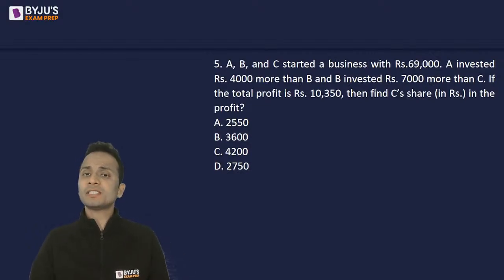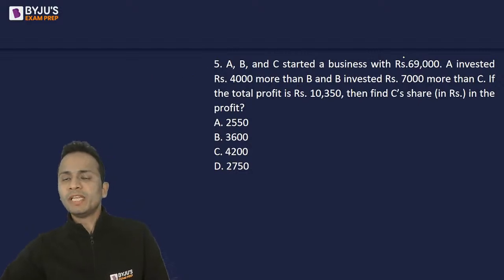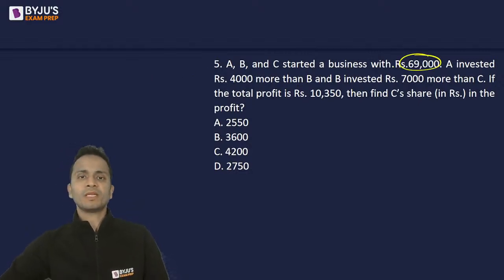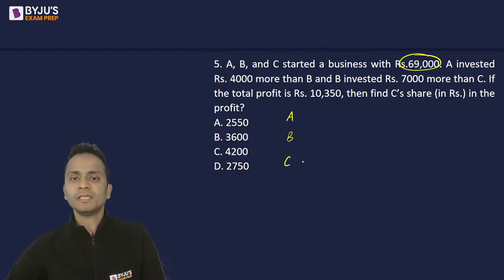A, B and C started a business. Total money invested is 69,000. Now A invested 4,000 more than B and B invested 7,000 more than C. So A, B, C. So let's say if C invested X rupees, then B invested 7,000 more than C, and A invested 4,000 more than B. So it will be X plus 11,000.